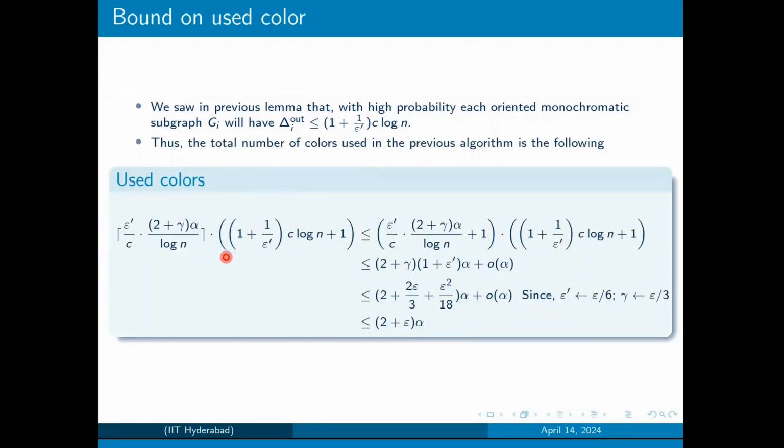Okay, now we have to show how many colors we have used. This is nothing but this into this. These many partitions we have made, I mean these many monochromatic graphs we have, and for each monochromatic graph we will use these many colors. These numbers come from here, because we have seen that for every monochromatic graph the out degree is at most this quantity. We have seen that any graph with out degree delta out can be colored using delta out plus 1 colors. So these many partitions are there, and for each partition we use these many colors. In total we use this into these many colors, which by calculation is nothing but (2 plus epsilon) into alpha, which we wanted. Okay, so that was the algorithm.